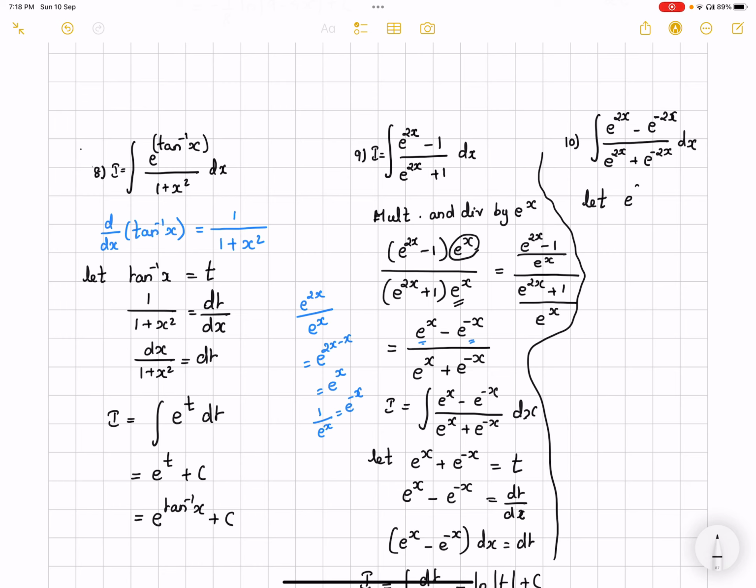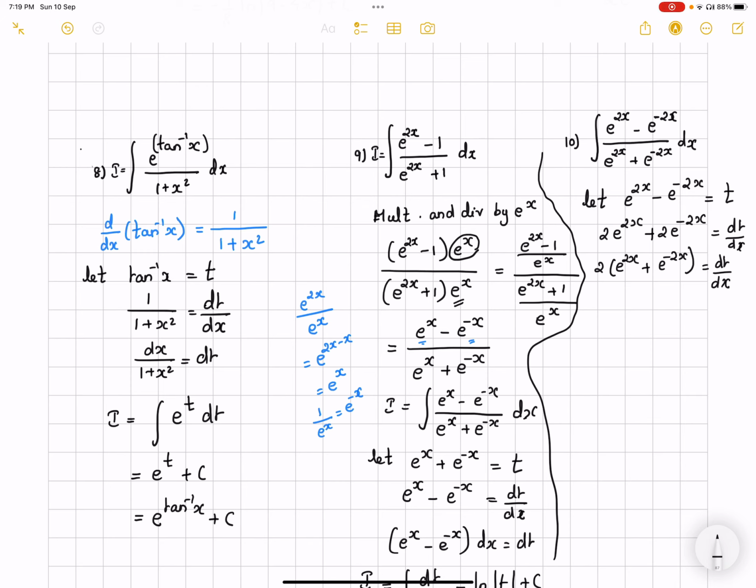We had e to the power 2x minus e to the power minus 2x is equal to t. If we consider this, let's check whether it works. I think I made some mistake. Let's check. So it becomes plus 2 times e to the power minus 2x is equal to dt by dx. So 2, if I take common, I have e to the power 2x plus e to the power minus 2x equal to dt by dx.